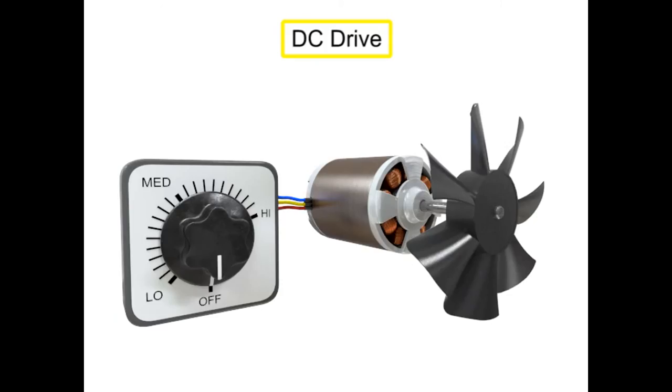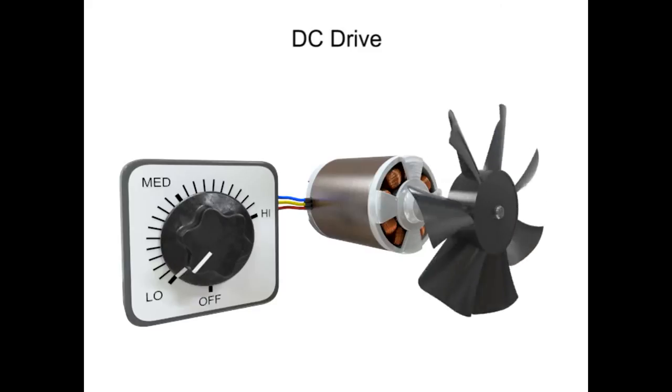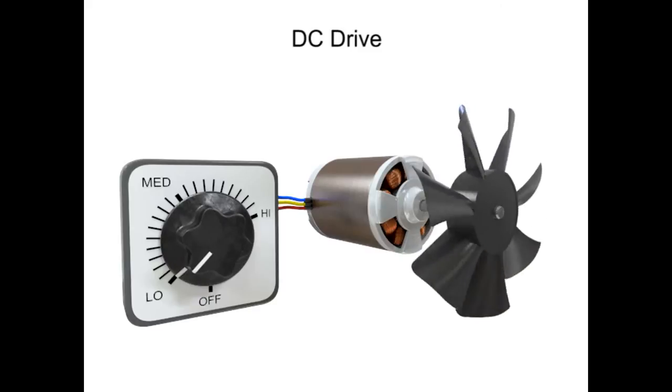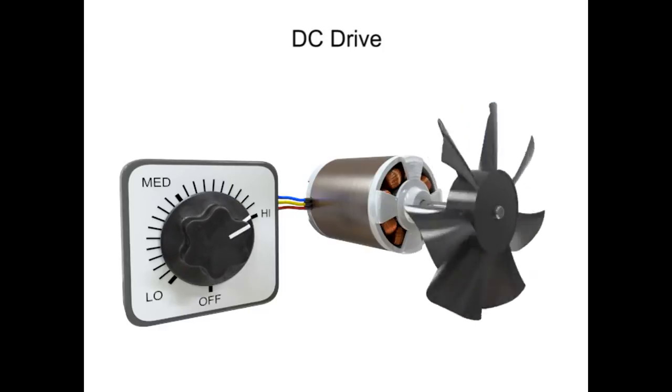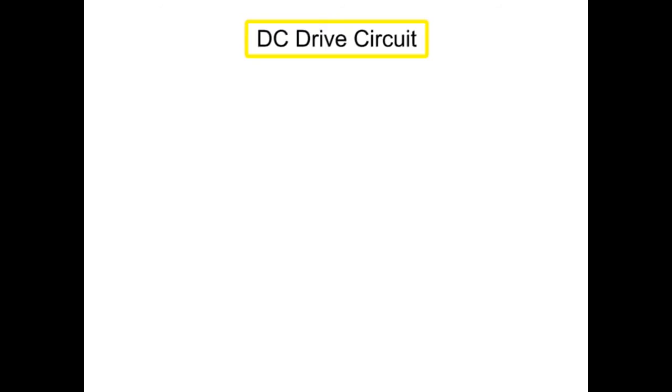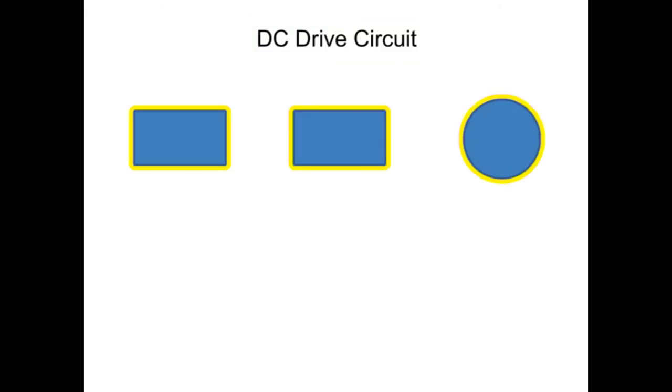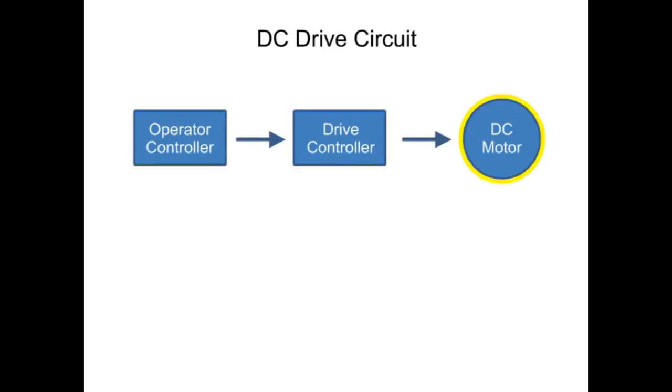A DC drive is the functional circuitry that can be employed to precisely control a DC motor. The drive operation allows the application of varying DC input levels so that the motor runs efficiently at different speeds. A DC drive circuit is composed of 3 main components: an operator controller, a drive controller, and a DC motor.